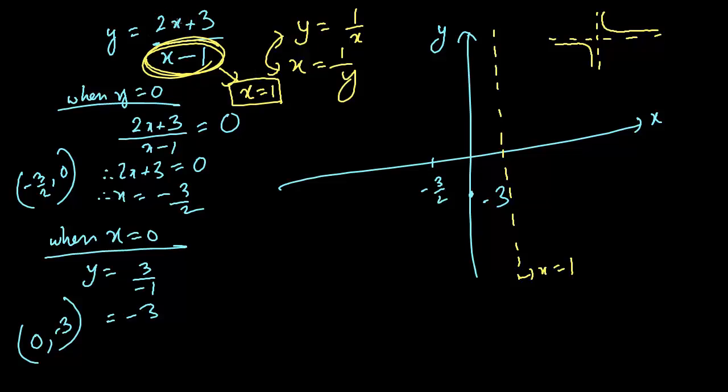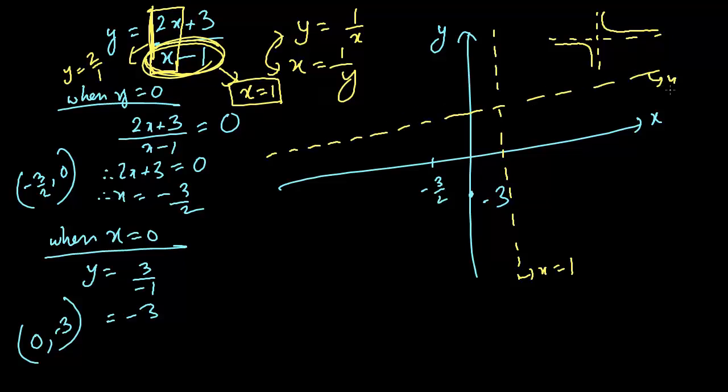Now for the other one, take the coefficient of x upstairs and the coefficient of x downstairs. So this is what we have, coefficient of x over coefficient of x. That makes it y = 2/1, or 2. So the other asymptote is going to be y = 2. So we have this value and we have this value. So we have the two asymptotes.